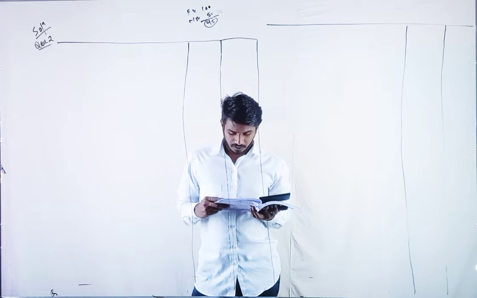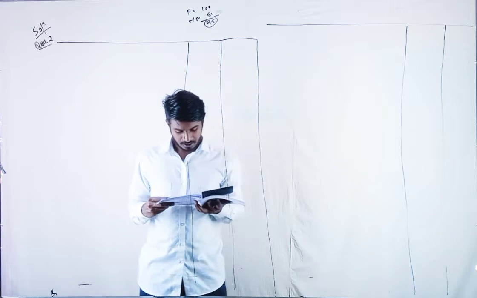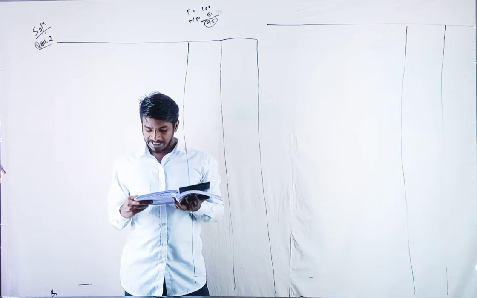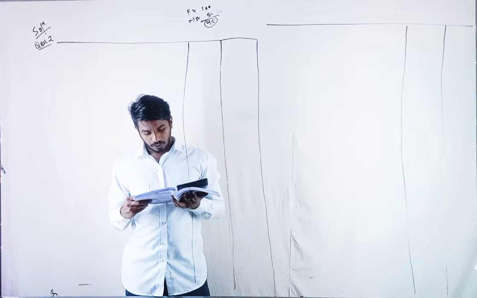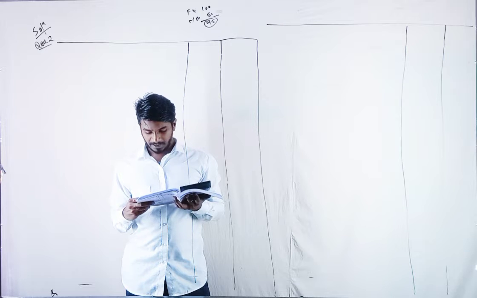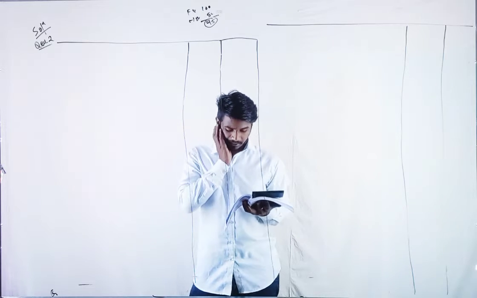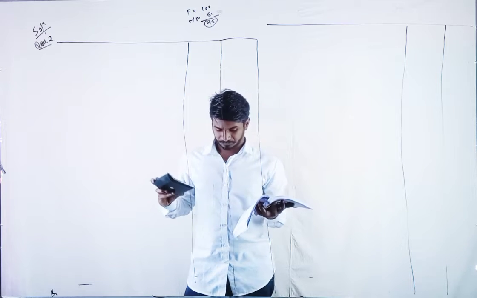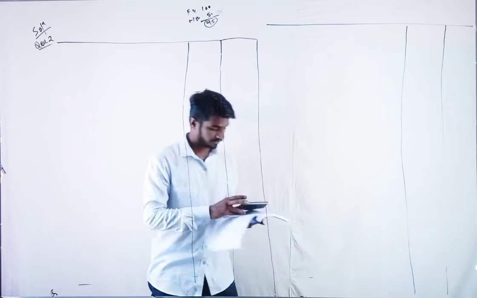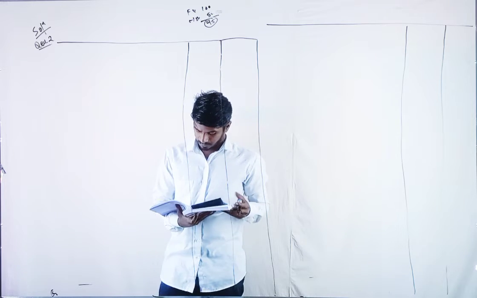Give the journal entries, including those for cash, assuming that all the installments were duly collected, and also show the relevant portion of the balance sheet. We should show the relevant portion of the balance sheet also.